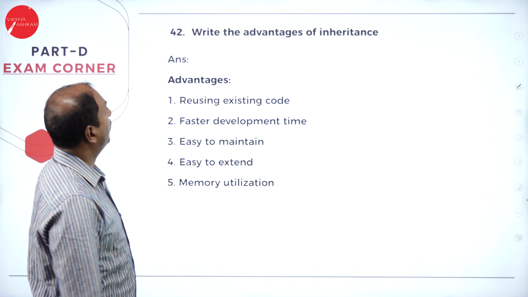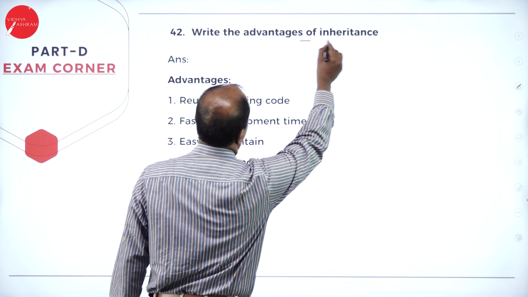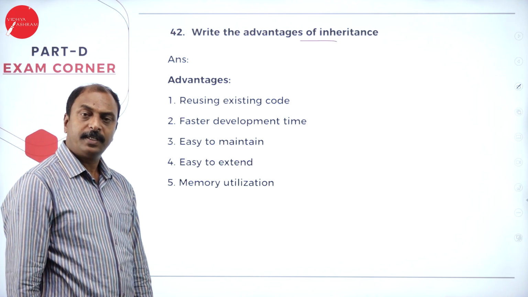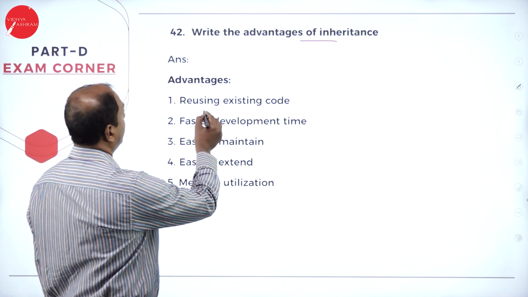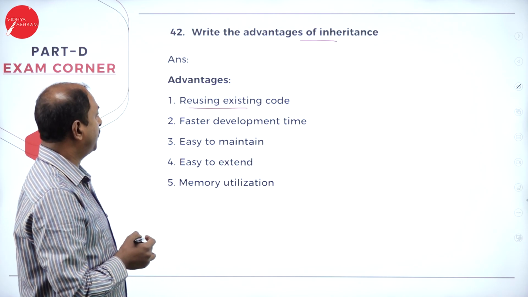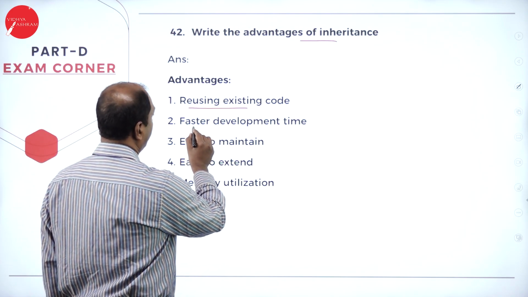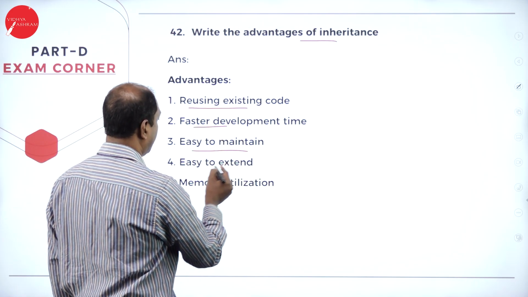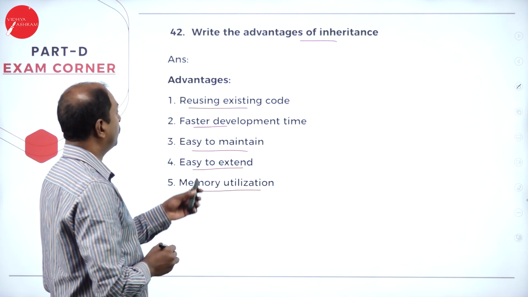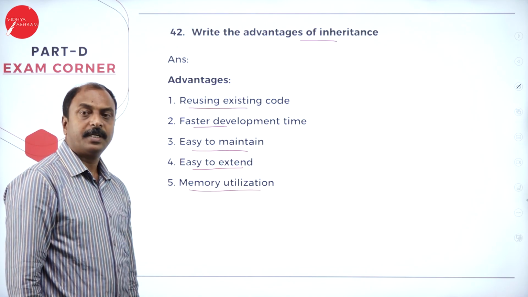Next question is, write the advantages of inheritance. It's a 5 marks question. You have to write 5 different points. The first one is reusing existing code. That is the advantage of inheritance. And faster development time, easy to maintain, easy to extend, and memory utilization. These are the 5 advantages of inheritance.